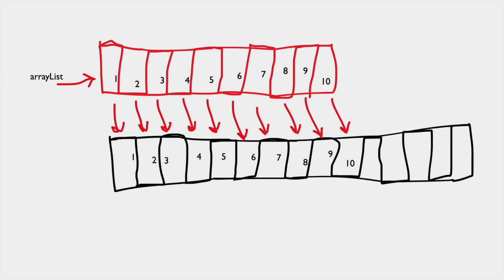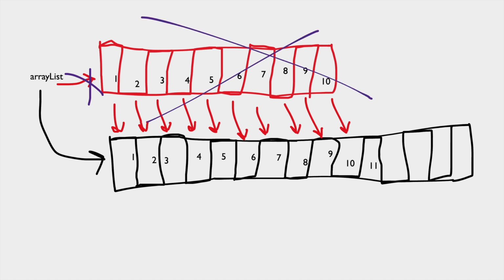At the end, the newly added 11th element will be added, and the array list object which was pointing to the existing object will no longer point to it. It will point to the newly created object, and the existing object will be eligible for garbage collection. So if you see here, we have an array list object with 10 elements. When we try to add the 11th element, a new bigger array list object is created and the elements are shifted. At the end, the new element is added.